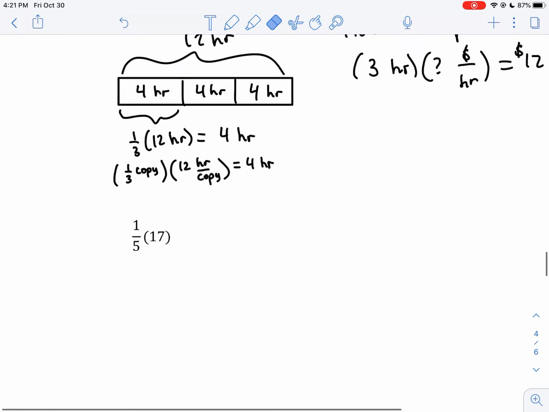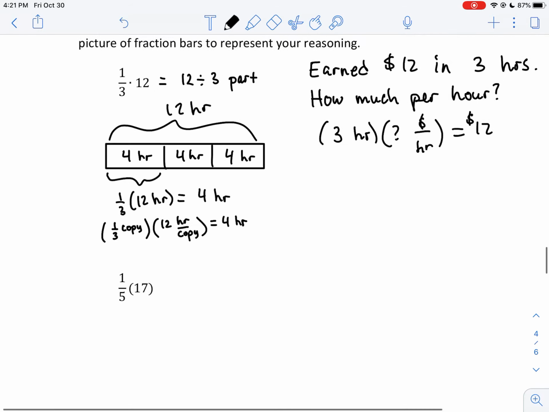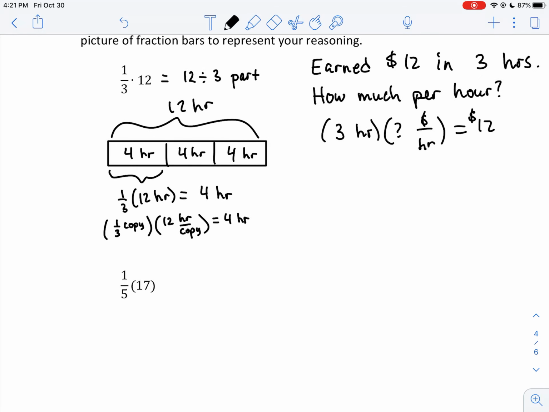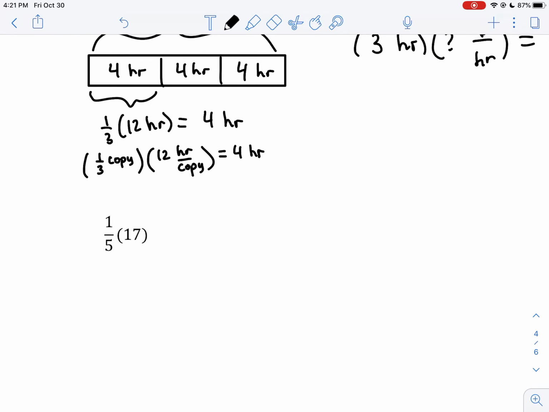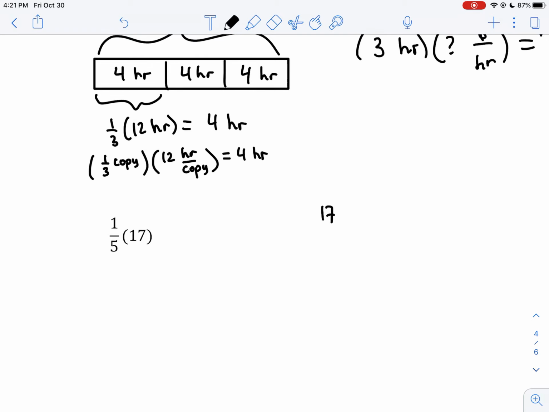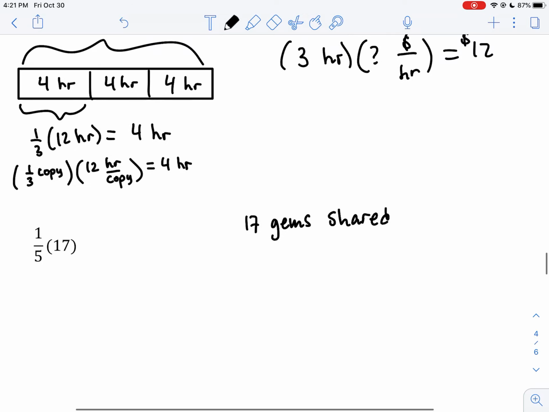Okay, let's do this 1/5 of 17. And if you want, we could keep the same kind of context, money, $17 made in 5 hours type of thing, or we can do something different. Let's do the 17 brownies. I'm going to pick brownies, because brownies, you can cut them up into pieces. I would not want to say something like this. You have 17 gems shared with 5 kids.